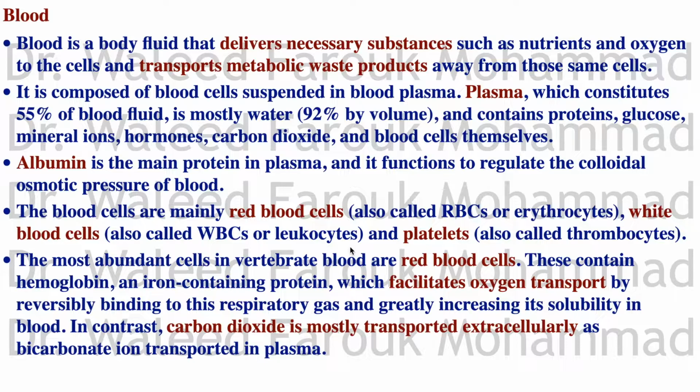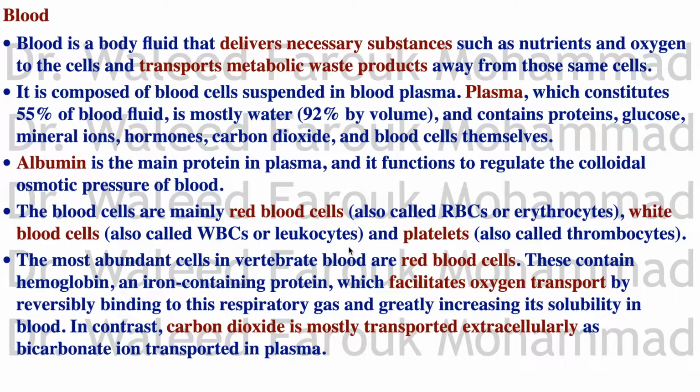Multiple proteins are present in the plasma, and the most important is albumin, which is the main protein. It regulates the colloid osmotic pressure of the blood, and it's one of the driving forces at the capillary bed. Blood cells are red blood cells or erythrocytes, white blood cells or leukocytes, and platelets or thrombocytes.